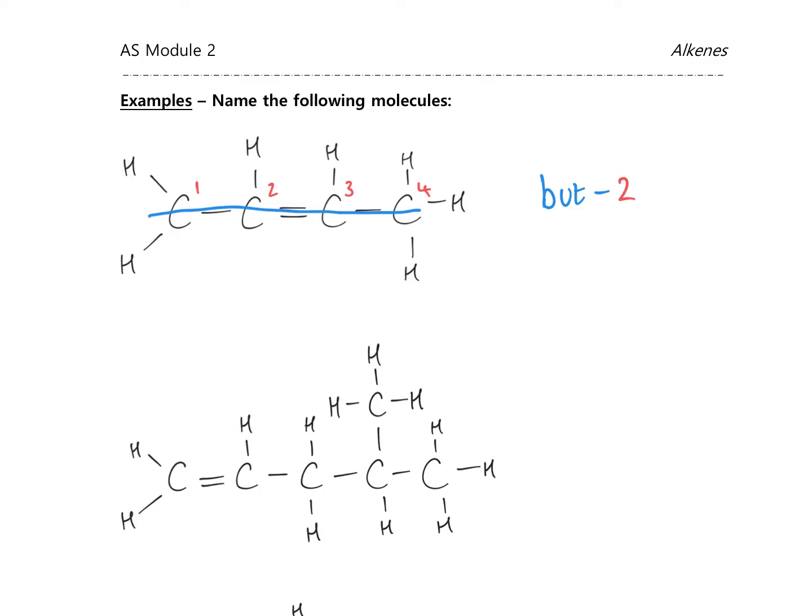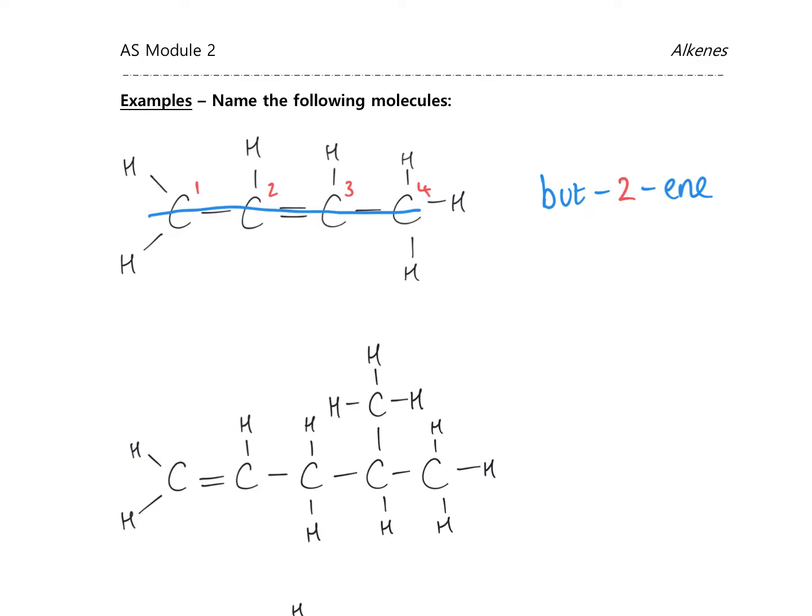2 dash ene. Okay, and you don't have to do that color coded in the name, but it might help you. So that's but dash 2 dash ene, and it's important that we put the number of the double bond in the name, because otherwise we don't know whether in this example it could be between carbons 1 and 2 or 2 and 3. Let's have a look at the next example.